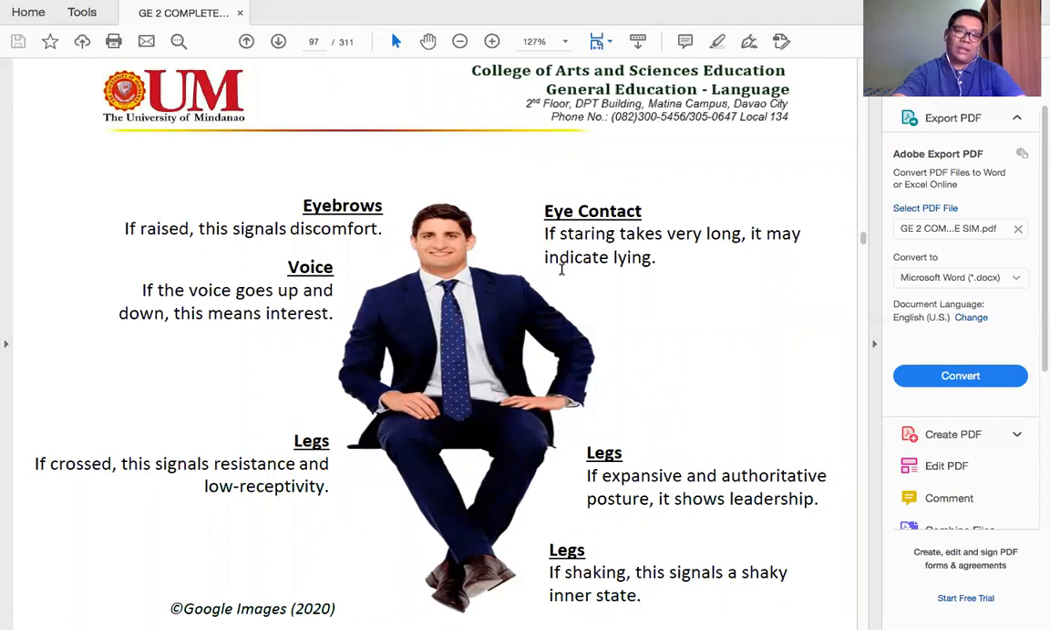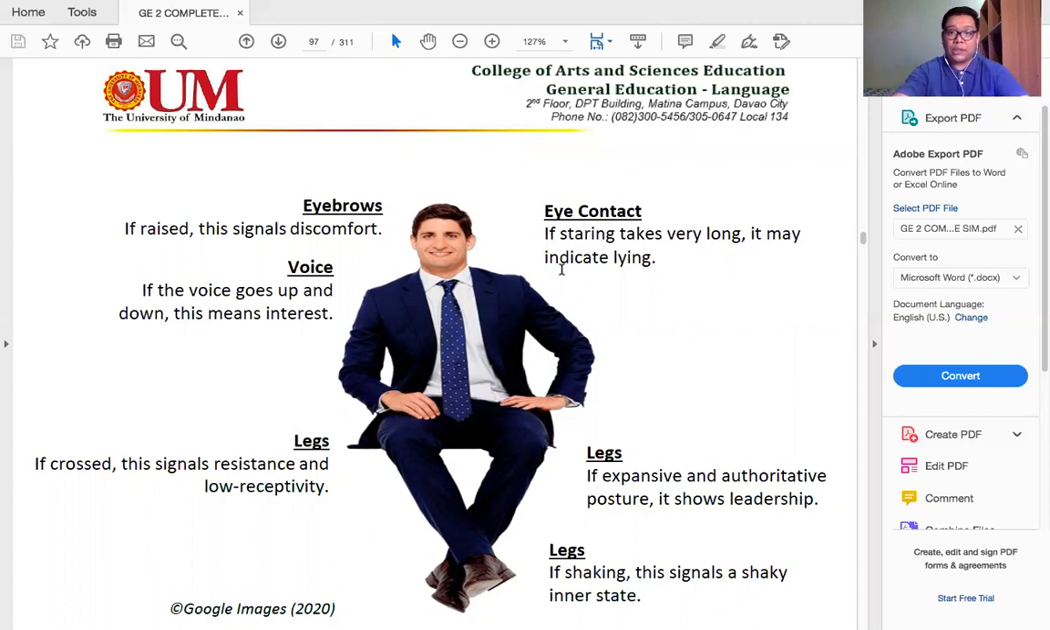Okay, even for the ladies, when your eyebrows are raised, it signals discomfort. Okay? In terms of eye contact, if you stare very long, it may indicate lying. It may appear like you are deceiving another person. If the voice goes up and down, this means interest. Okay, that means you have the enthusiasm to communicate with a person.